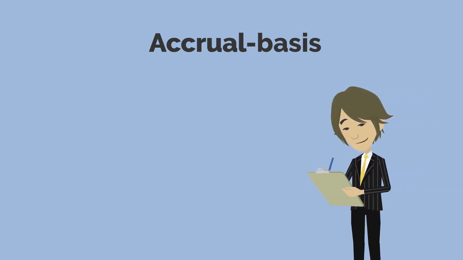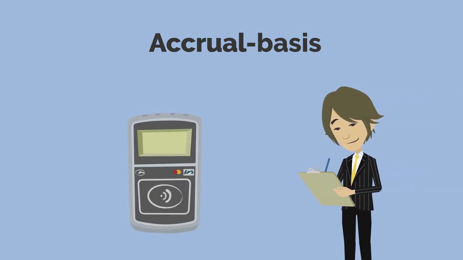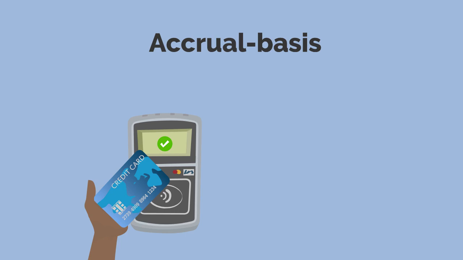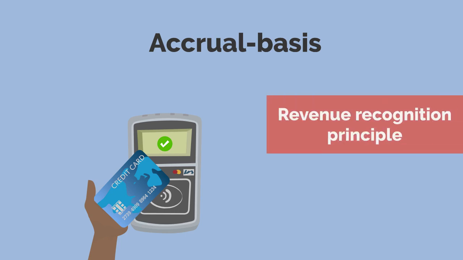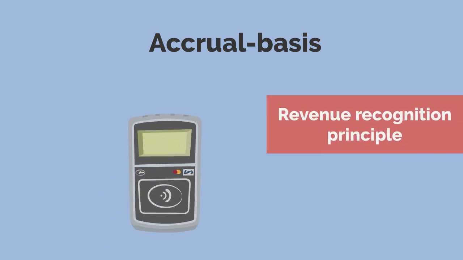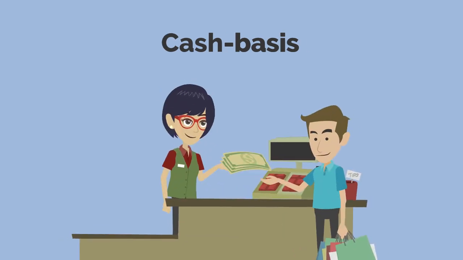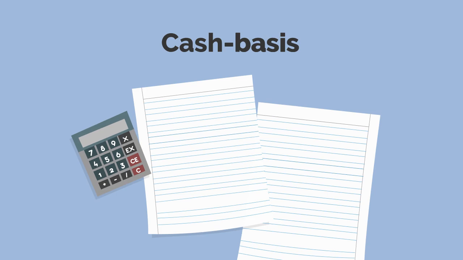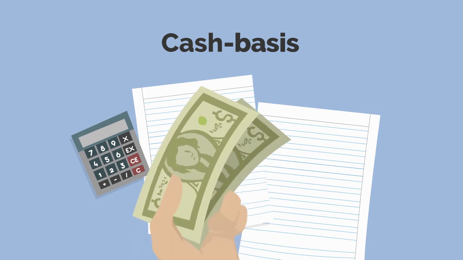This also means that a company can record revenue if they've sold a product on account, despite not having received cash from a customer. This is also known as the revenue recognition principle. The alternative is cash basis accounting, where companies record transactions when cash changes hands. On a cash basis, a company would only record revenue for a product sold on account when a customer hands them the cash for it.